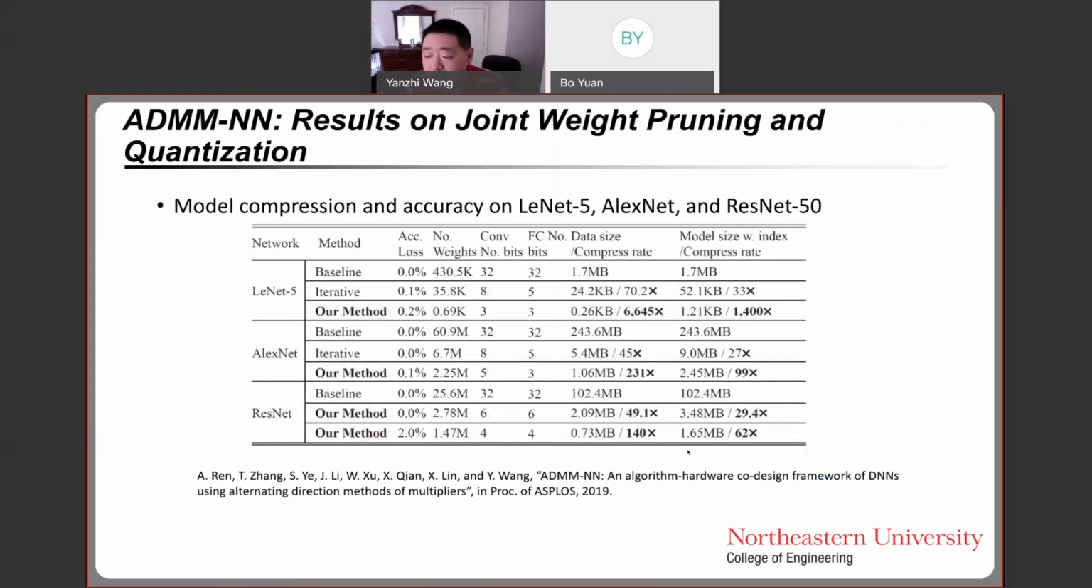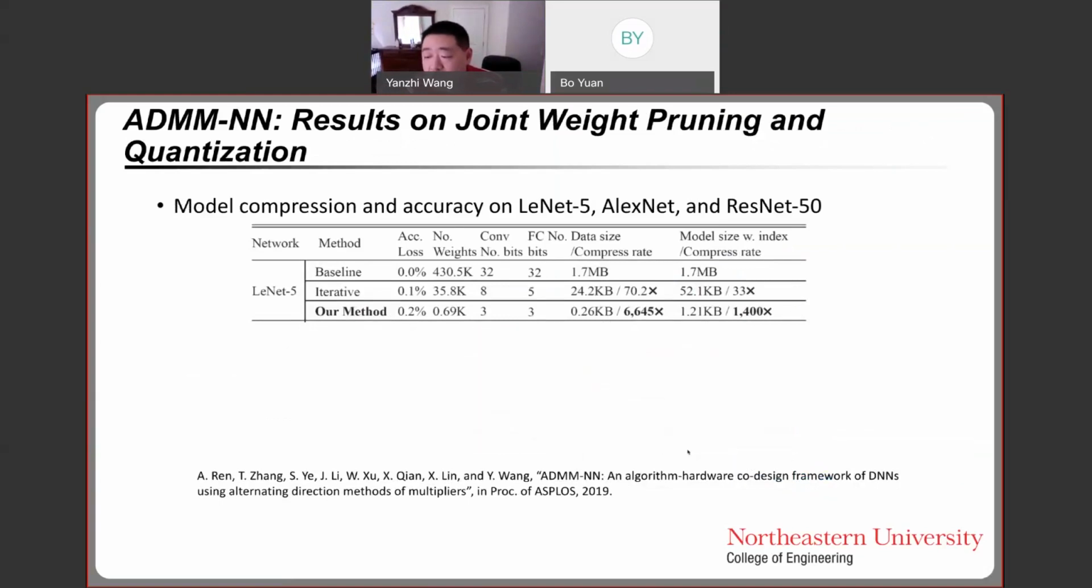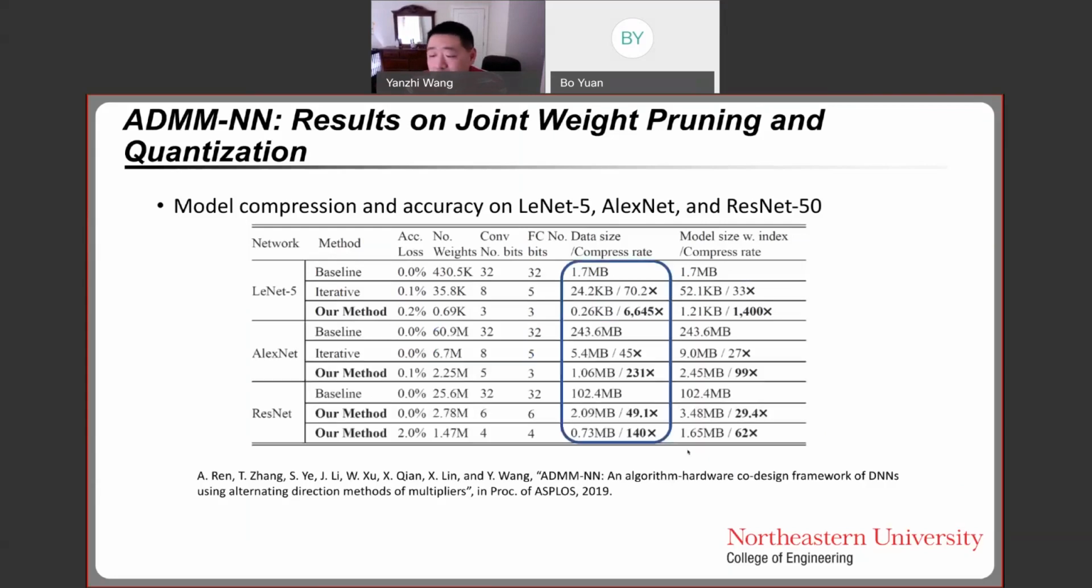If we look at joint pruning and quantization, we also see LeNet, AlexNet, and ResNet. Considering LeNet on MNIST, we can simultaneously reduce the number of weights by 700 times, and meanwhile use 3 bits for weight quantization. The overall model compression size is 6,645 times without accuracy loss. So this is 2 orders of magnitude higher compared with the prior work. If we see the rest of the results on AlexNet and ResNet, we can see that it is also 100 times to 300 times reduction in the model size.